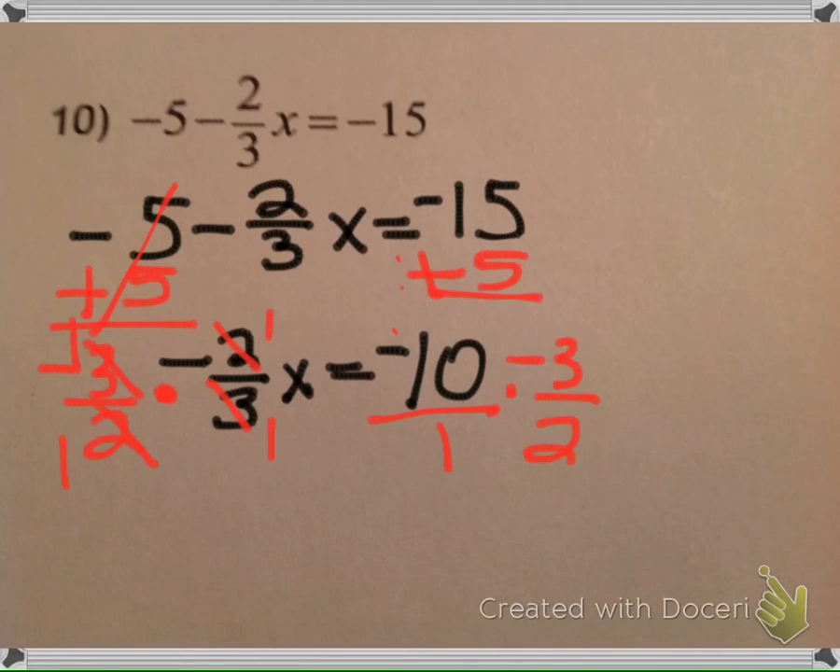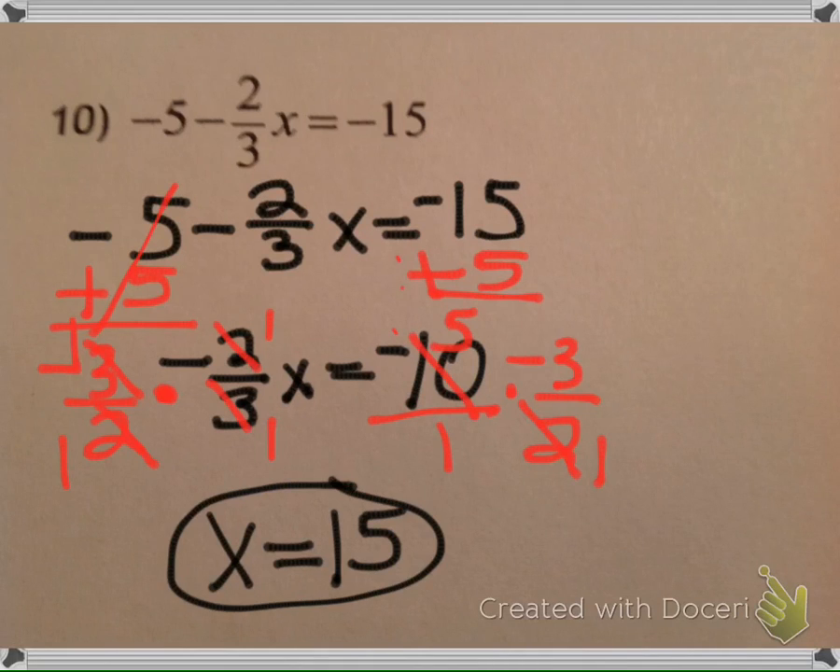This all cross cancels out to be 1. You're left with x on the left-hand side. And my 2 and 10, I could cross cancel there. 2 divided by 2 is 1. 10 divided by 2 is 5. And I have 2 negatives, so my answer is positive. 5 times 3 is 15.